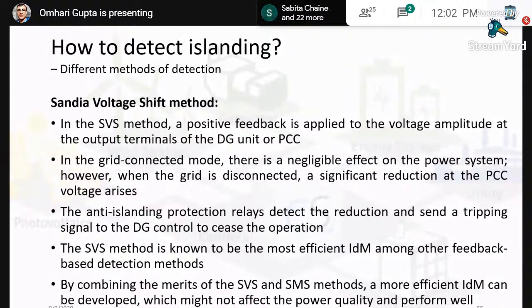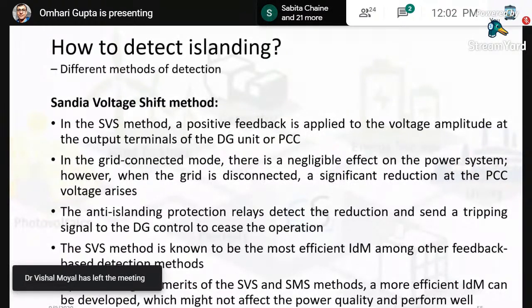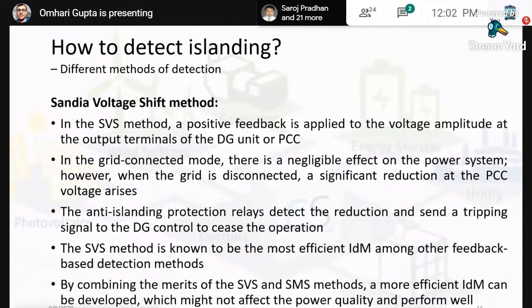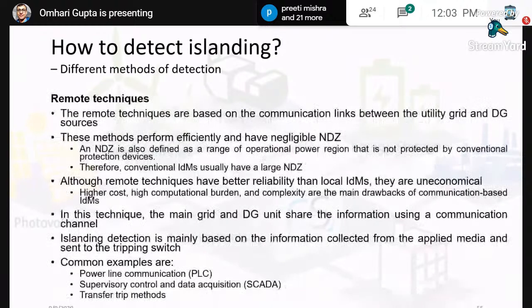The SVS method, which is the Sandia voltage shift method, is known to be the most efficient method among other feedback-based detection methods. Okay, by combining the merits of SVS and SMS, a more efficient detection method can be developed, which might not affect the power quality and may perform well.